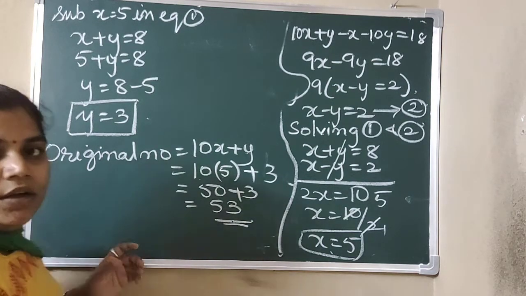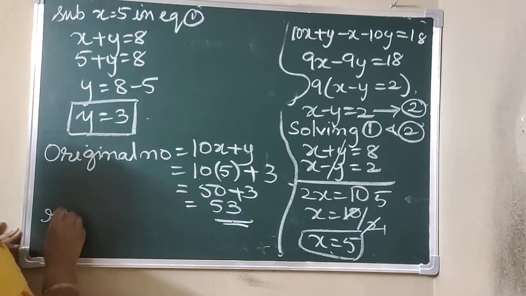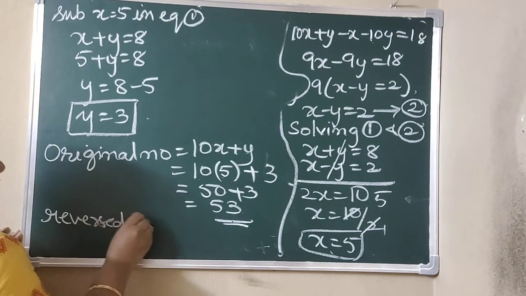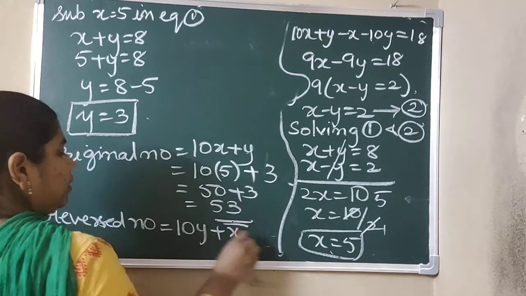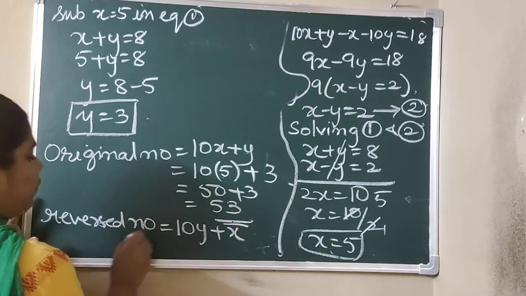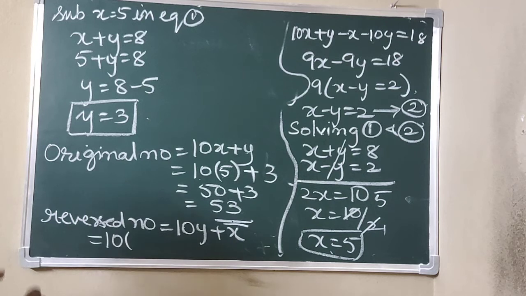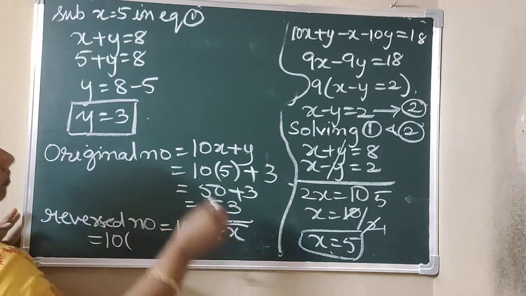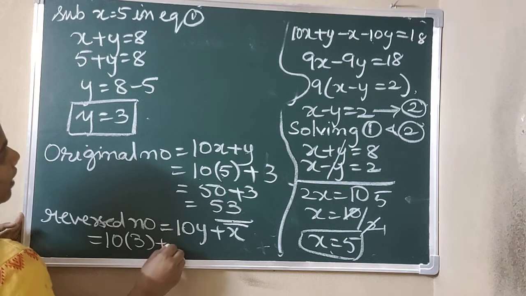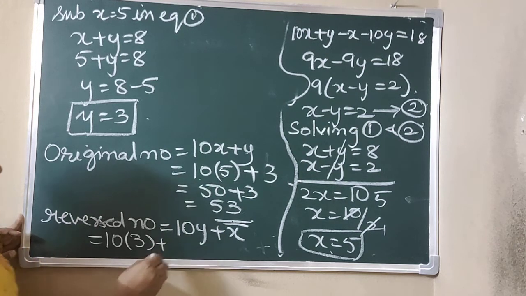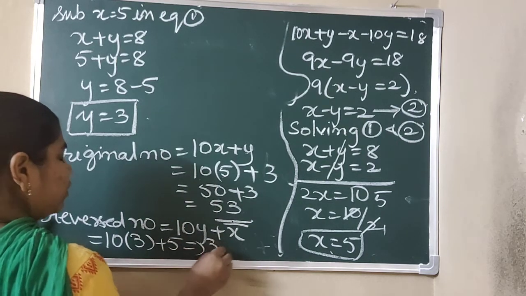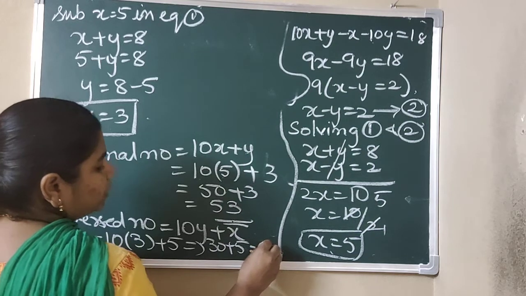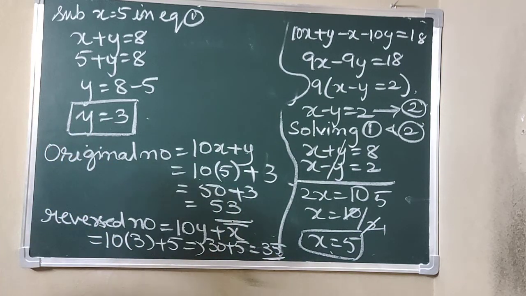Now we have to find the reversed number. So what is the reversed number? That is 10y plus x. So that will be 10 into the y value, which is 3, and the x value is 5. So that will be equal to 30 plus 5. 30 plus 5 is how much? 35. So this is our reversed value. So this is our example.